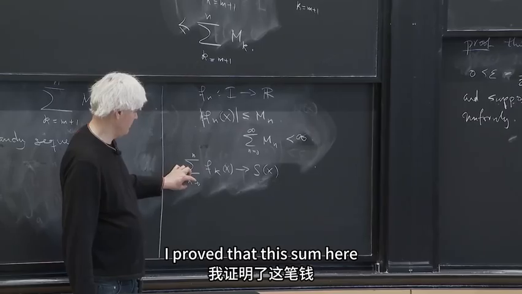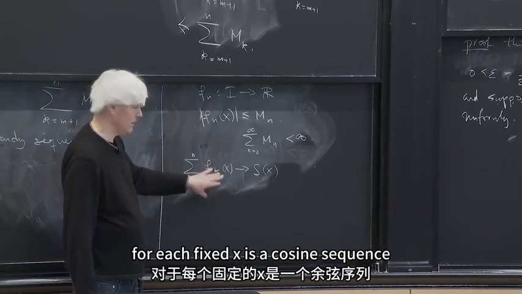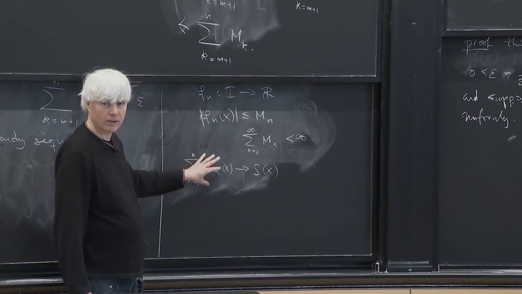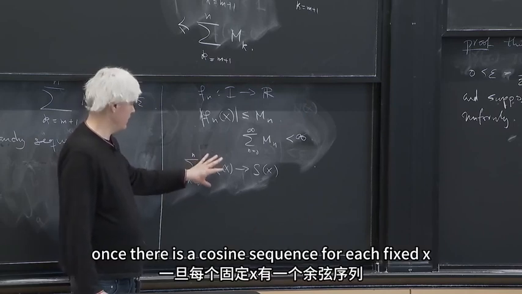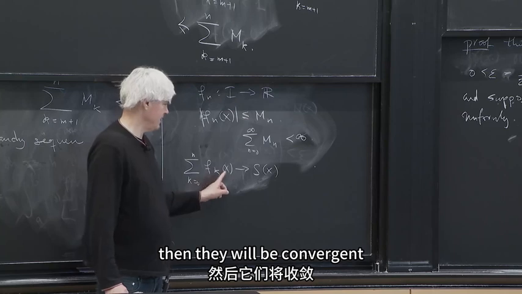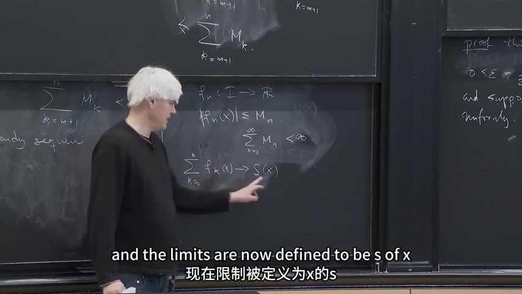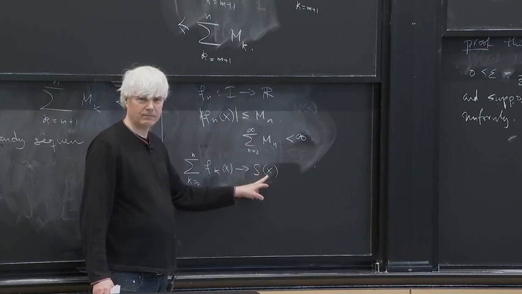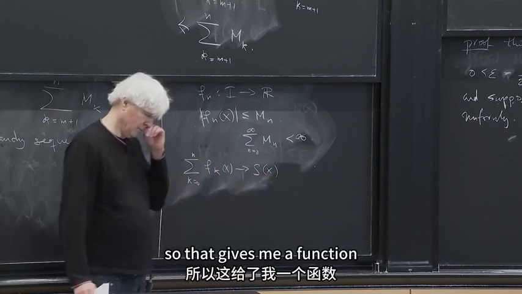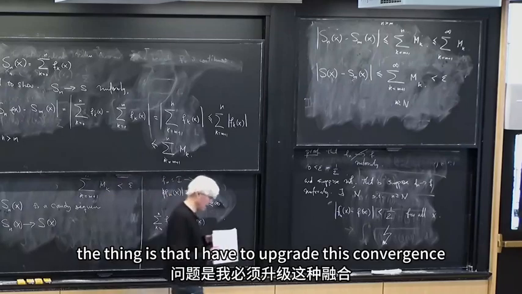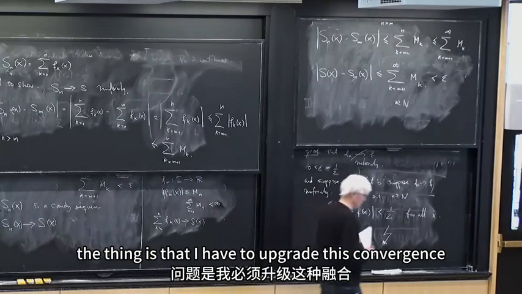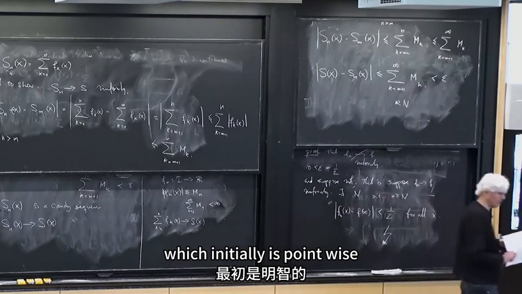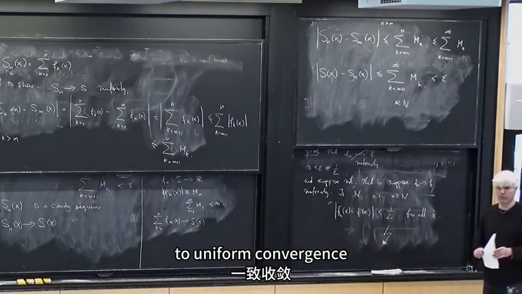these sums here, for each fixed x, is a Cauchy sequence. Right? Once they're a Cauchy sequence for each fixed x, then they will be convergent, and the limit I now define to be S of x. So that gives me a function. And then I have to upgrade this convergence, which initially is pointwise, to uniform convergence.